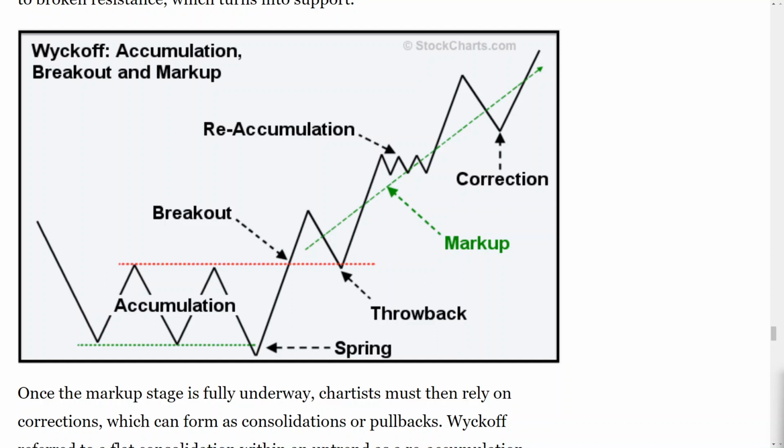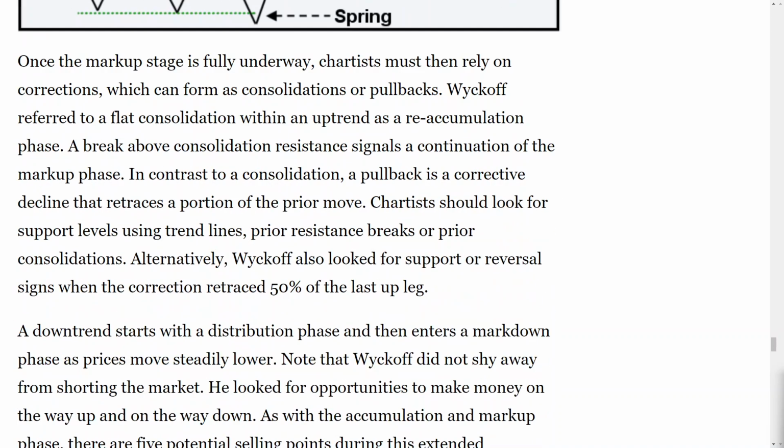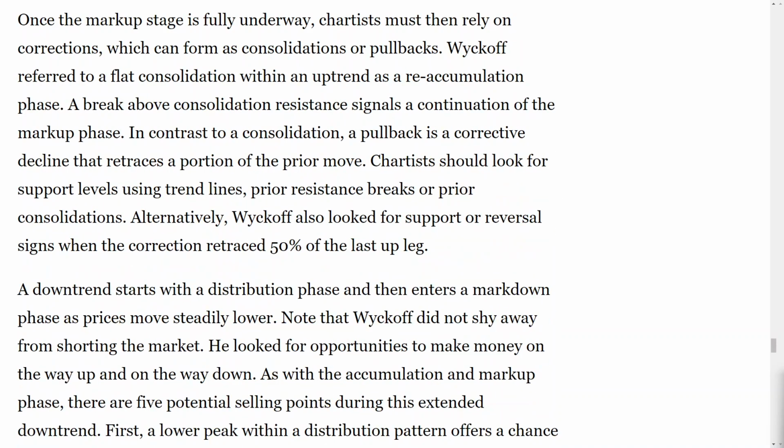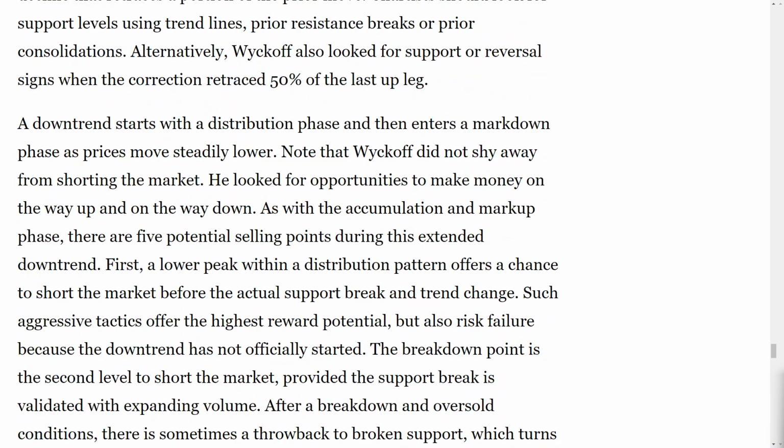In contrast to a consolidation, a pullback is a corrective decline that retraces a portion of the prior move. Chartists should look for support levels using trend lines, prior resistance breaks or prior consolidations. Alternatively, Wyckoff also looked for support or reversal signs when the correction retraced 50% of the last up leg.